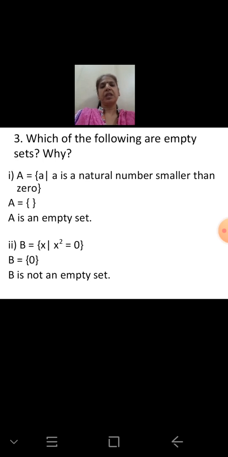Next question. Which of the following are empty sets? We know what empty sets are? Yes, what are empty sets? The set which does not contain any element, not a single element, then it is empty.